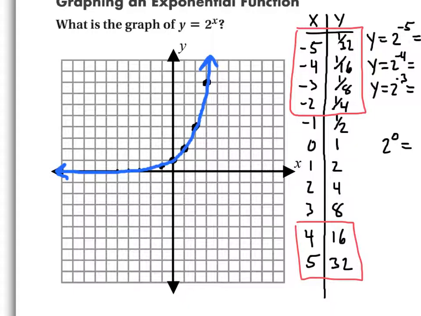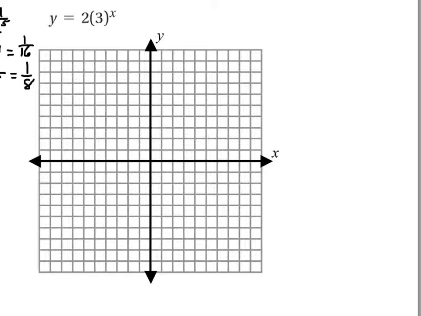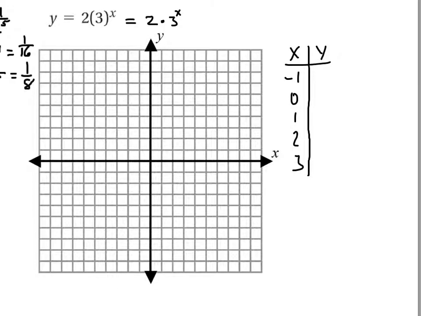Okay? So let's try another graph. This one, y equals 2 times 3 to the x power. What is being raised to the x power? Just the 3. This is 2 times 3 to the x power. So, let's go ahead and make our t-chart. Okay, and I'm going to start at -1, and I'll go up to 3.